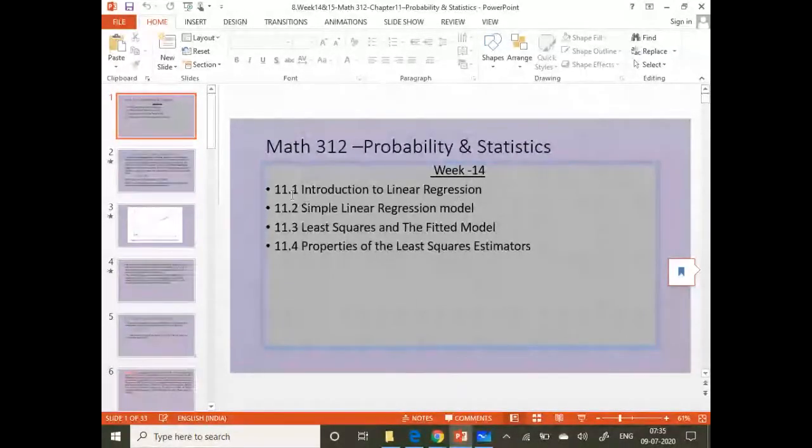For week number 14, we have to discuss chapters 11.1, 2, 3, and 4. So we start with the introduction to linear regression.